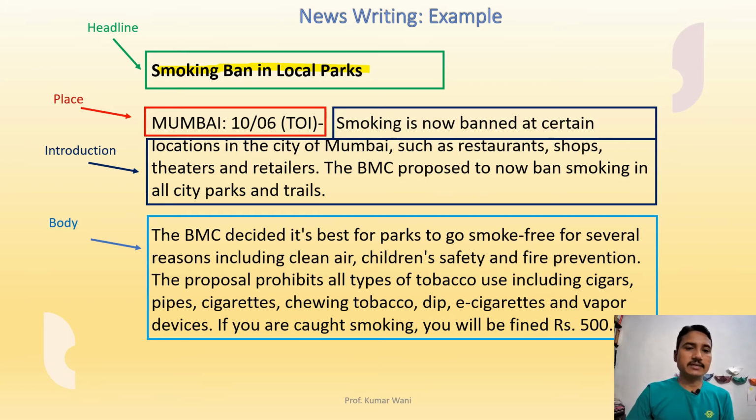As you can see here, smoking ban in local parks is the headline of this news writing. The red squared part forms the place and date of it. As you can read, Mumbai, 10th June. In the parenthesis, they have also mentioned the agency of information. Immediately after that, there is the intro paragraph. Sometimes it is also called introduction. I'll read the introduction for you and you will have a better understanding of it.